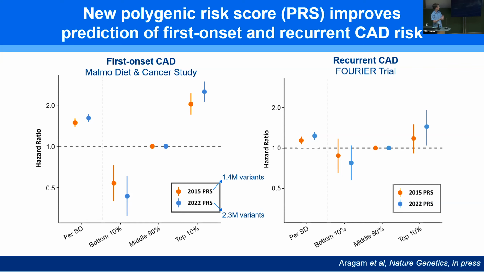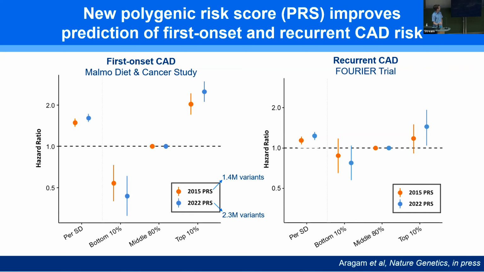We tried about 800 different combinations, which probably was very carbon expensive. But the best performing score here from the 2015 data was a 1.4 million variant score. From 2022, we needed slightly more variants. And what you can see, we're using just the hazard ratio here, but the same applies if you want to use a C-index or other measures of predictive accuracy, is that we get some incremental improvement in predicting future heart disease risk. It's not huge gains.